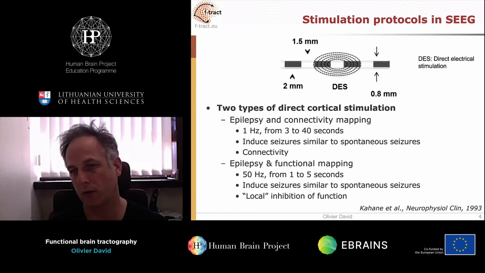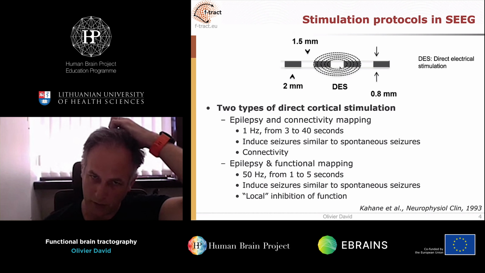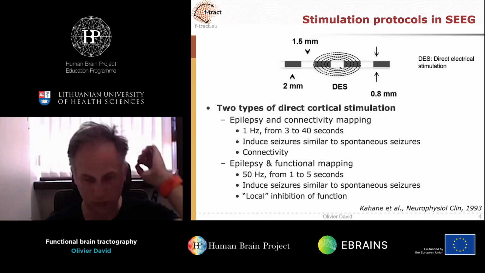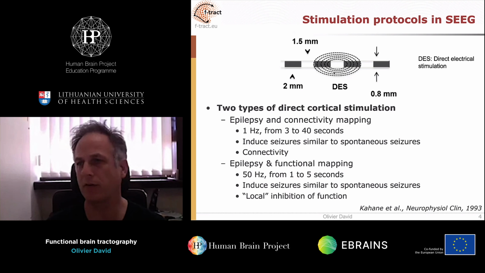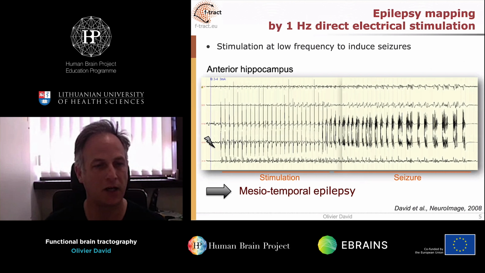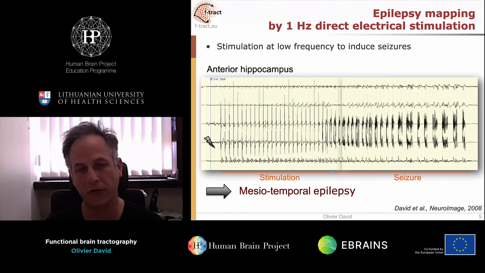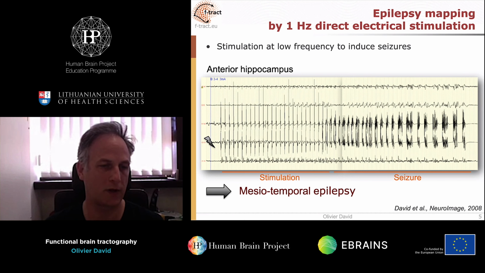This is what we call direct electrical stimulation, or DS. Basically there is a current, as I said, between two contacts. There are different protocols in clinics, and what I will show you is only the low frequency stimulation, in which the neurologist will apply a short impulse of current, which will initiate an artifact, and then a response to the stimulation. The current is applied at 1 Hertz, which means that every second there is a response to the stimulation that you can see here.